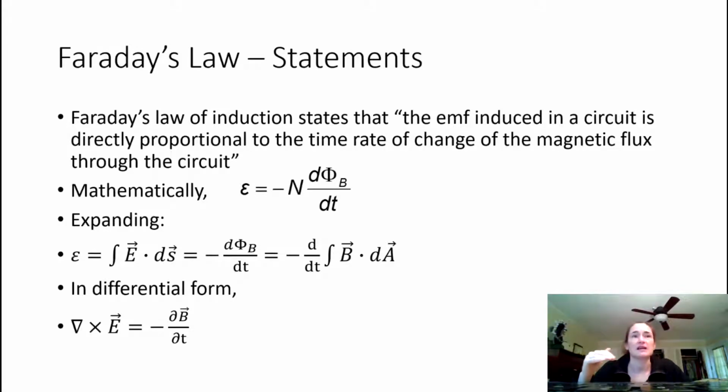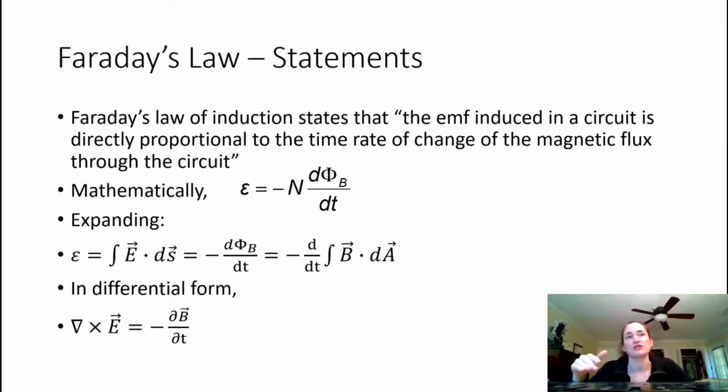So mathematically that says that the EMF, curly E there, is equal to minus N d phi B dt, where N is the number of turns in your loop of your circuit, and phi B is the magnetic flux, which is the integral of B dot dA, and then you're taking the time derivative of it. So you can expand that.